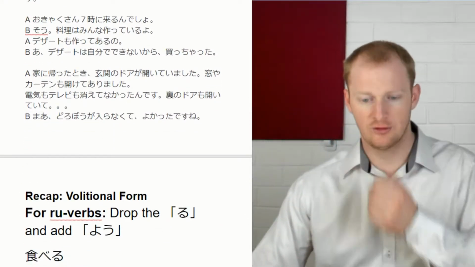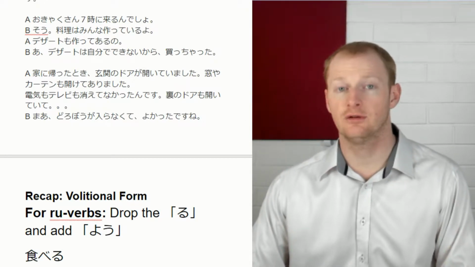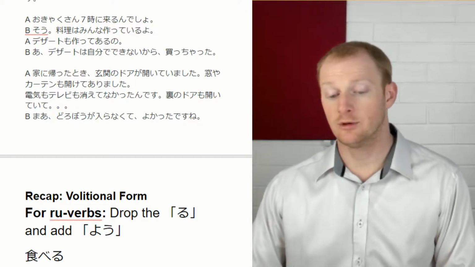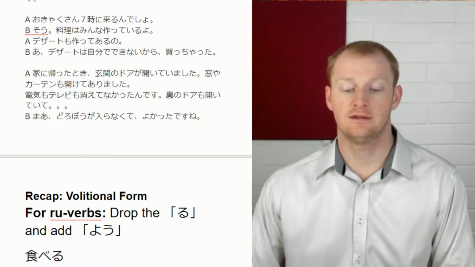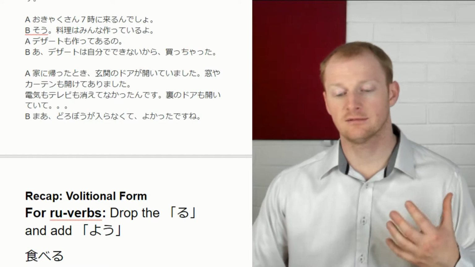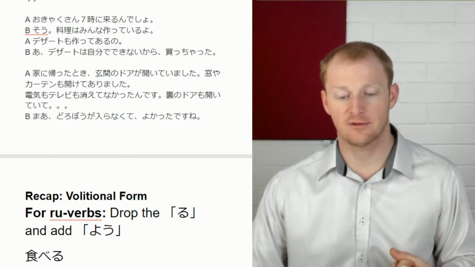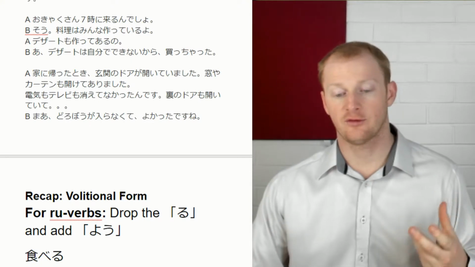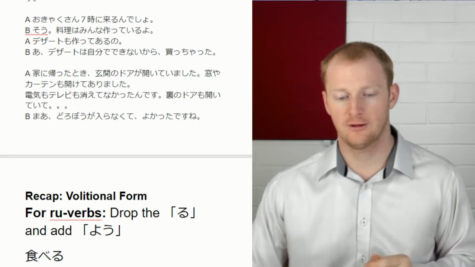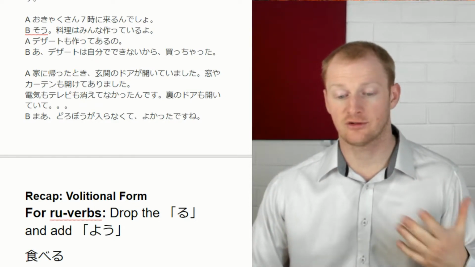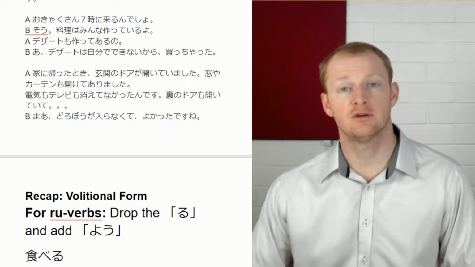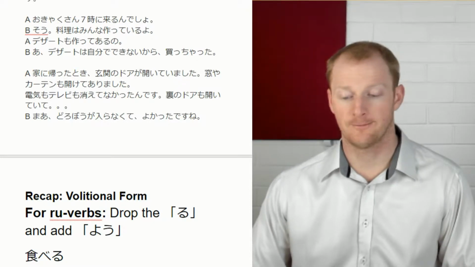Okay. Last two here, we've got お客さん7時に来るんでしょ? そう、料理はみんな作ってるよ。デザートも作ってあるの? デザートは自分でできないから買っちゃった。So お客さん, the guests are coming at 7, right? B-san says, that's right. As for the cooking, everyone's doing it. It's referring to the people who are in the house already, the hosts. And then A-san says, デザートも作ってある? So has dessert been made as well? And B says, I'm not very good. I can't do desserts, so I just bought them.